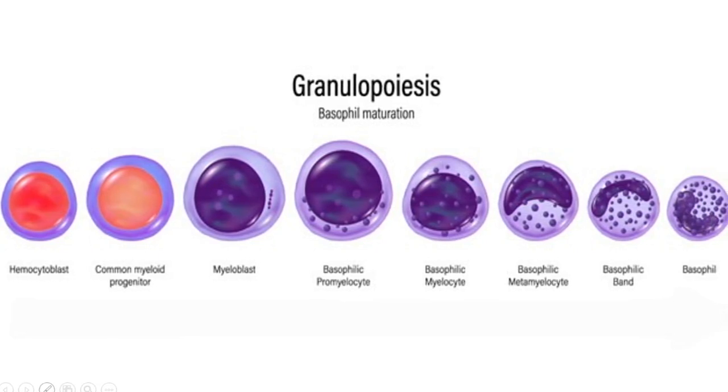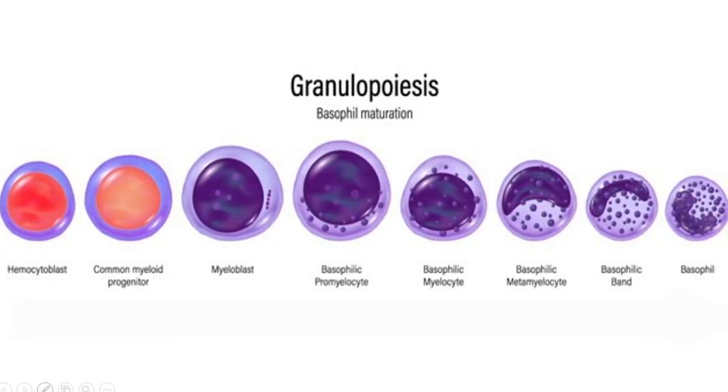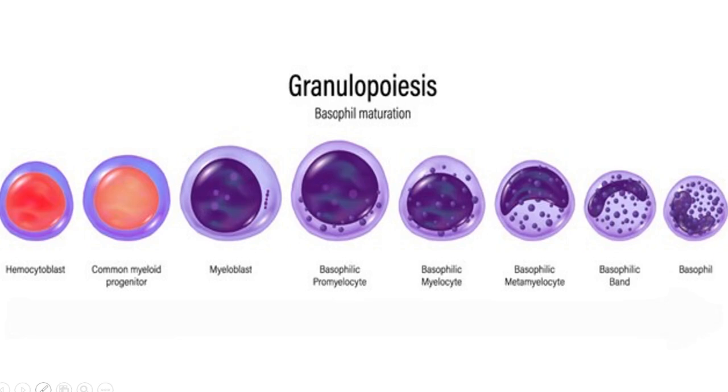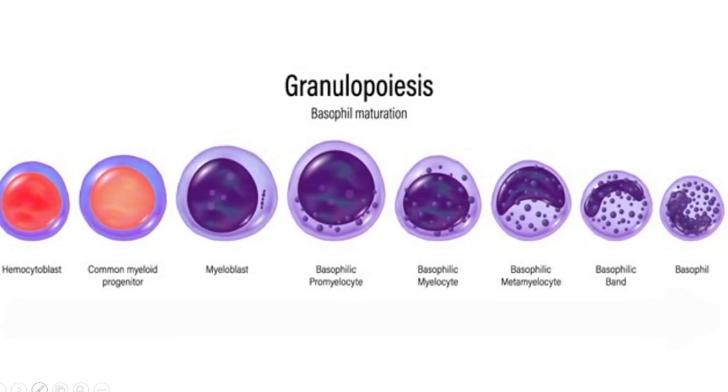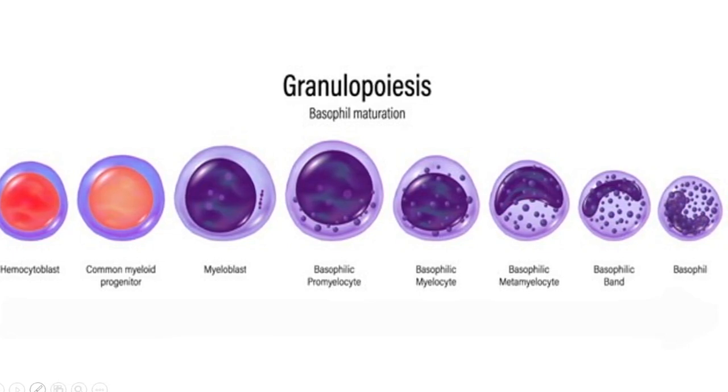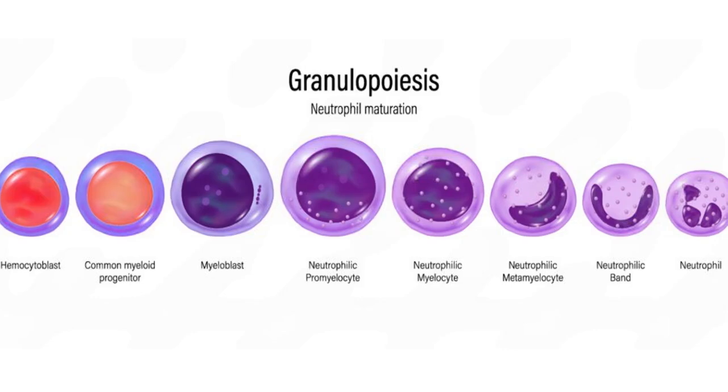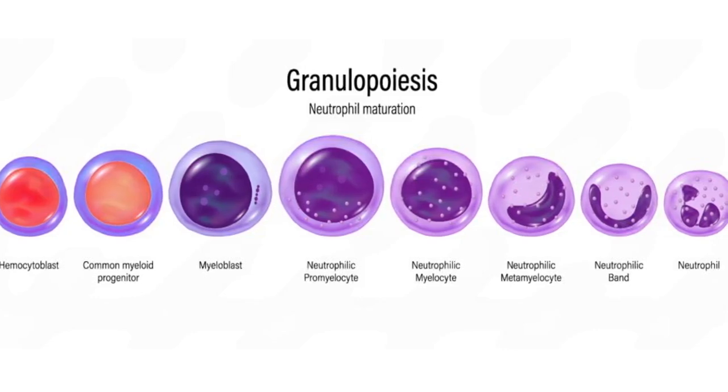Hematopoietic stem cells of bone marrow differentiate into common myeloid progenitors, which give rise to granulocyte monocyte progenitors. GMPs develop into basophil progenitors, which mature into basophils. This process is influenced by cytokines like interleukin-3 and is critical for allergic and inflammatory responses. Number 6. How neutrophils are formed?